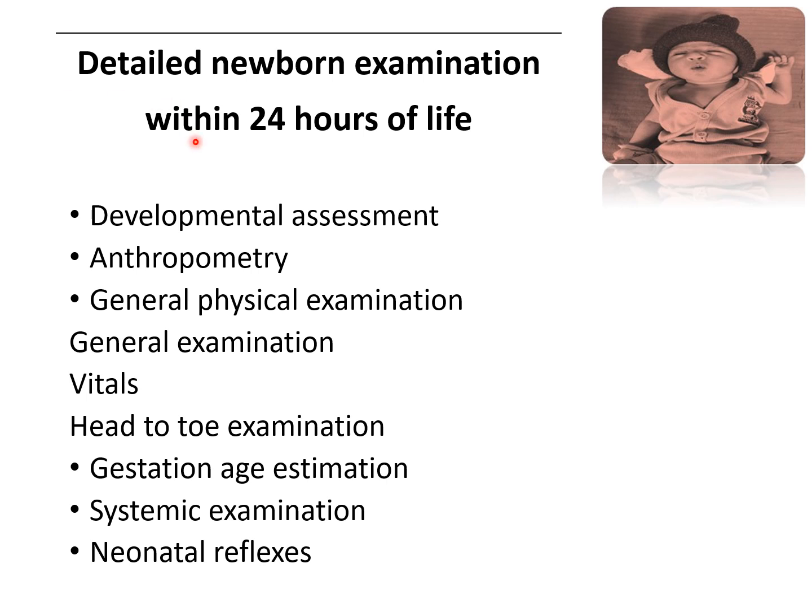Now the detailed newborn examination within 24 hours of life, as early as possible. This is the chronological order to examine the baby. Whenever we are presenting a newborn case, we should write down all these points in this order. So developmental assessment, then anthropometry measurement, then general physical examination, which includes general appearance of the baby, vitals, head to toe examination. Then gestation age assessment by the New Ballard scoring system, then systemic examination, which includes neonatal reflexes.